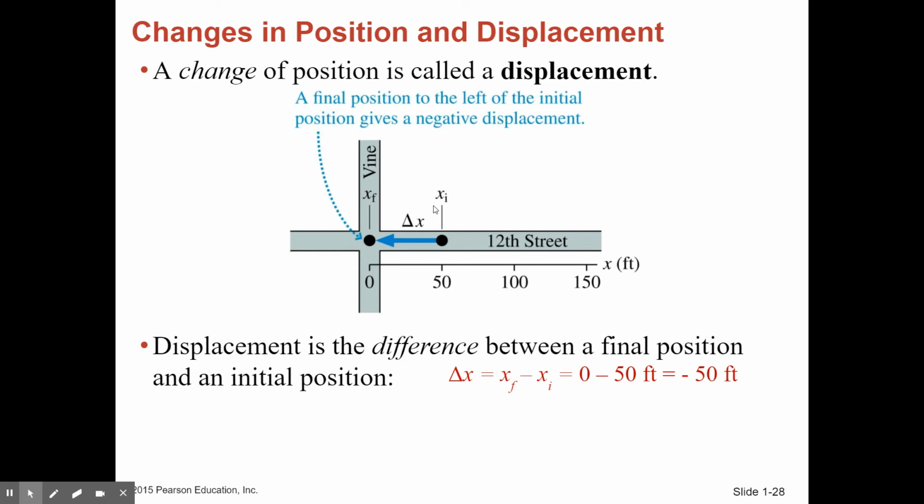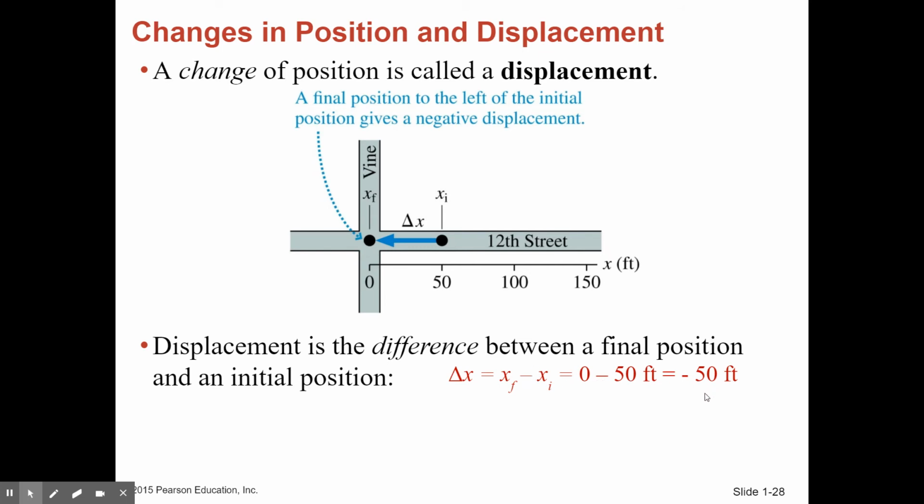So if you look here, x sub i, that's going to be my initial position. x sub f, that's going to be my final position. So if I start here at 50 and I end here at 0, I went to the left, so my answer is going to be negative. If you look at the difference between the two, this delta means change in, right? So change in x is going to be x final minus x initial. My final position is 0. My initial position is 50. So it's going to be 0 minus 50, which is just negative 50.